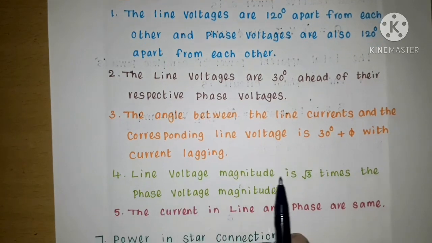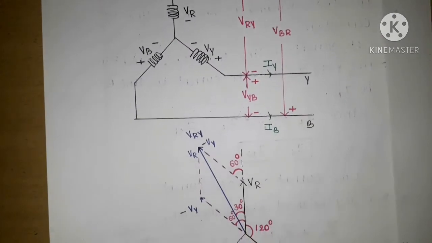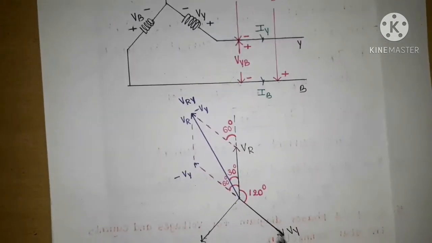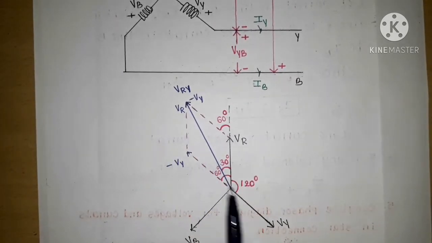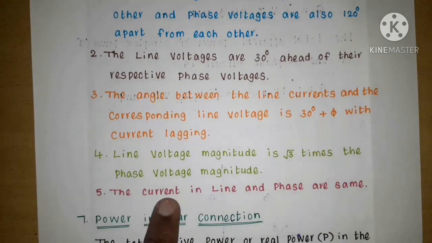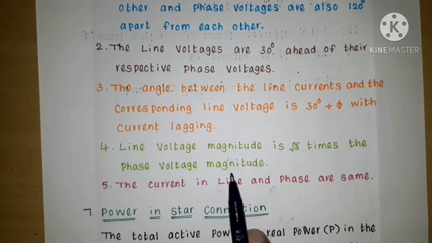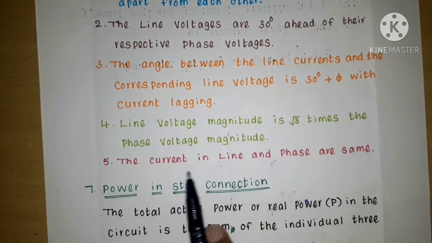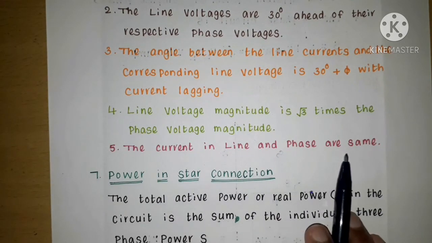Next, line voltage magnitude is root 3 times the phase voltage magnitude. This is the line voltage VRY, and VR is the phase voltage. The magnitude of VRY is root 3 times the phase voltage. And the line current: in star connection, the current in line and phase are the same.